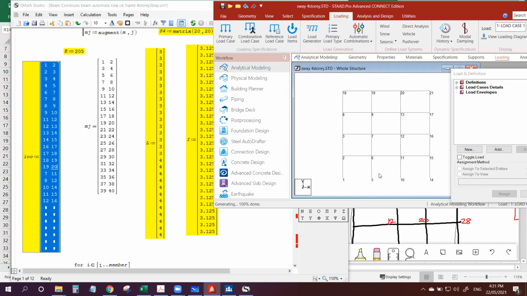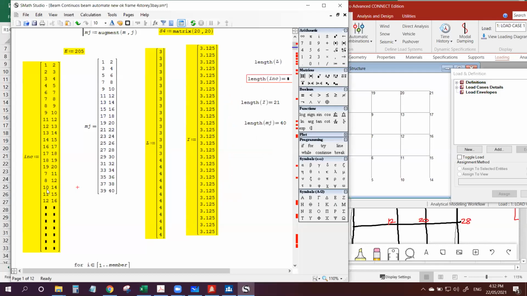Let me draw it first. 1, 2, 3, 4, 5, 6, 7, 8, 9, 10, 11, 12, 13, 14, 15, 16, 17, 18, 19, 20. Okay, I'll draw it now. Then for the girder, okay, I'll be starting now on the girder.